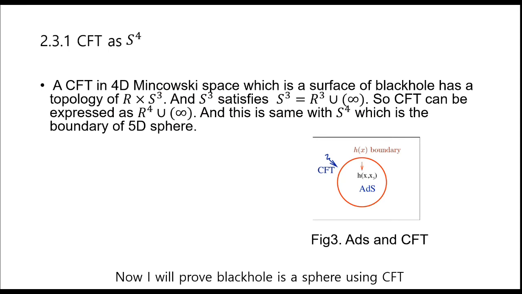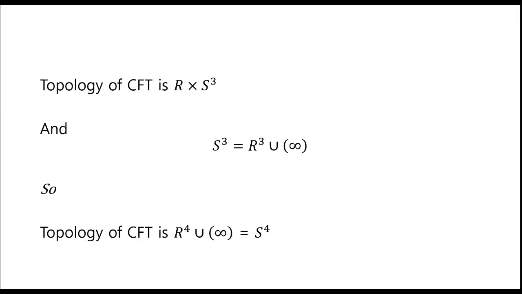Now I prove a black hole is a sphere within CFT. A CFT is 4D Minkowski space, which is the surface of a black hole, which has a topology of R multiplied by S3. And S3 is satisfied, S3 equals R3 plus infinity. So CFT can be expressed as R4 plus infinity, and this is the same as S4, which is the boundary of the 5D sphere.